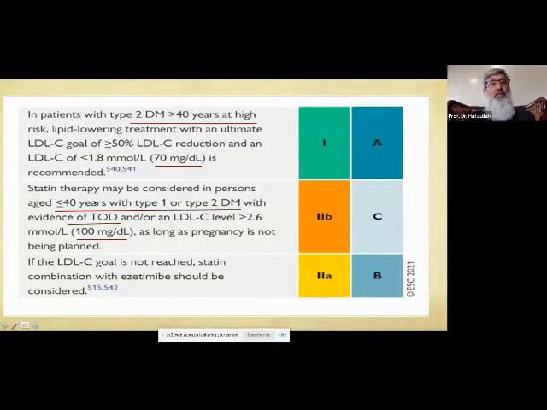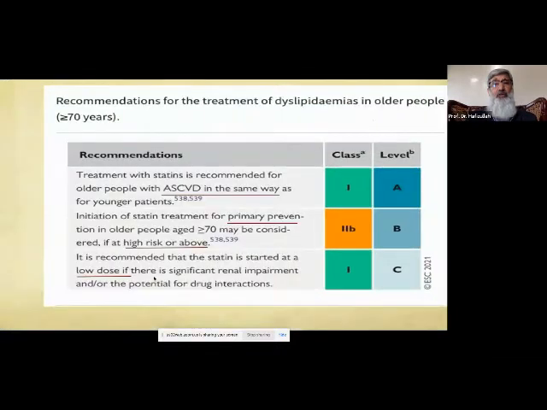New recommendation is statin therapy may be considered in persons aged less than 40 years with type 1 diabetes or type 2 diabetes with evidence of target organ damage. So in patients who have aggressive diabetes, type 1 or type 2, and age is less than 40 years, and they have evidence of target organ damage, the goal should be to achieve 100 milligram. And if this 100 milligram is not achieved with statins only, and you will find that very frequently, then you will have to add ezetimibe to these people.